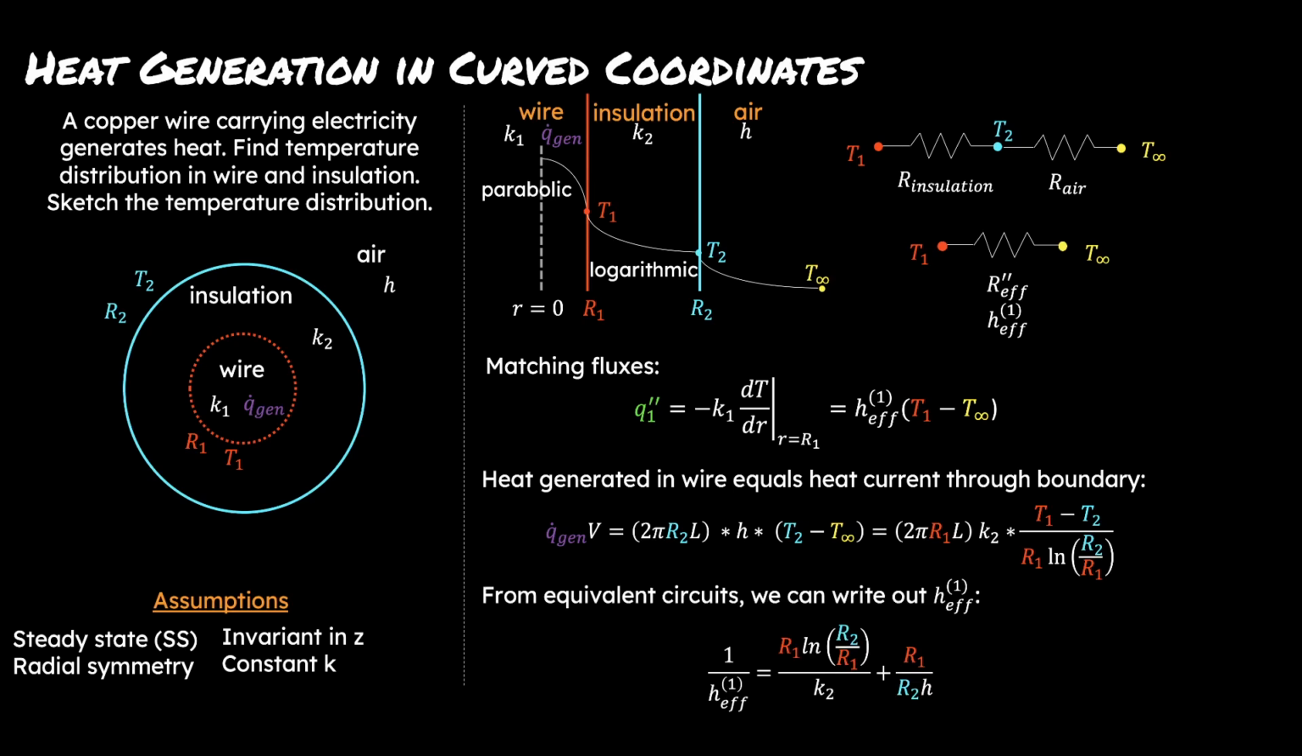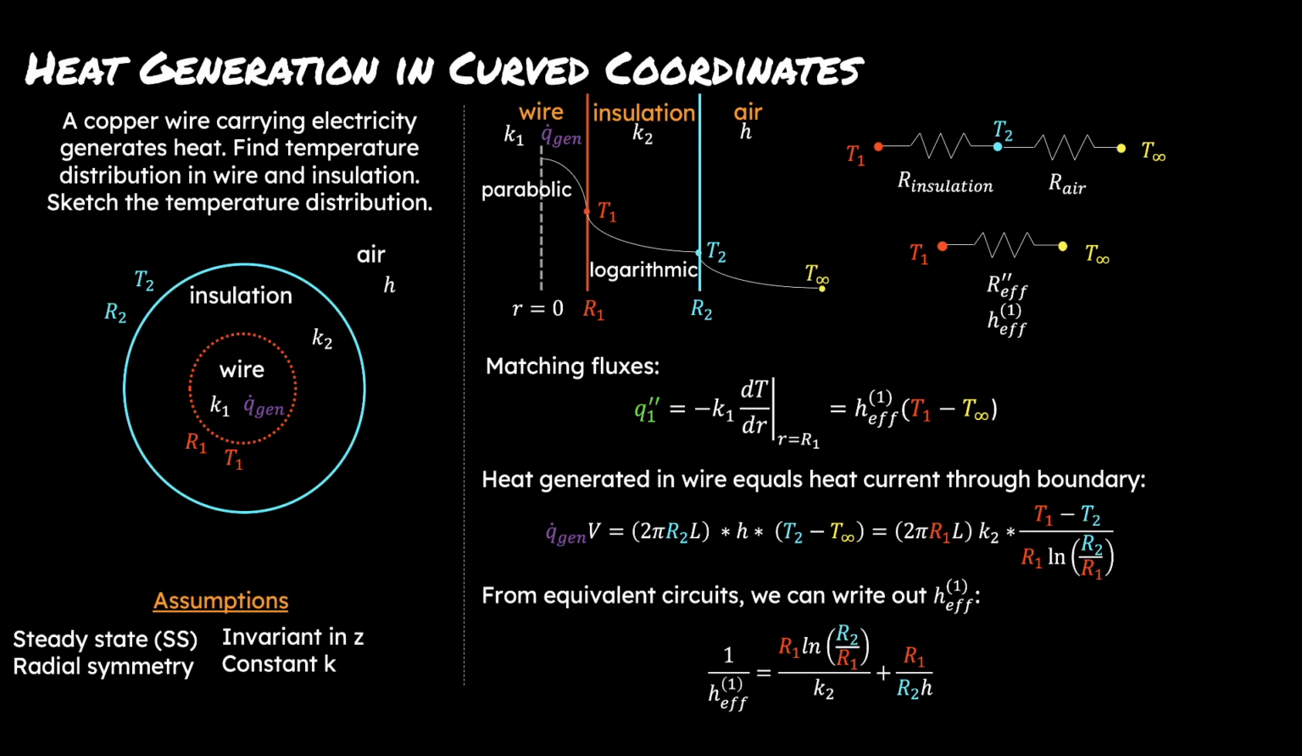For equivalent circuits, we can write out H effective at reference surface 1. The inverse of H effective at reference surface 1 is given by bringing together the resistances to heat transfer, both in the insulation and in the air. The first term here, R sub 1 times the natural log of R sub 2 over R sub 1 divided by K sub 2, is for the insulation. This is a familiar form that we've covered earlier. And for the air, we have something that is based on the heat transfer coefficient in the air, as well as this ratio of R sub 1 and R sub 2.